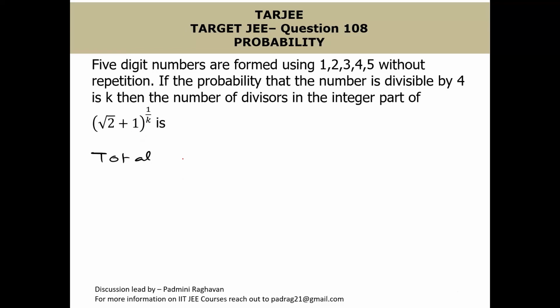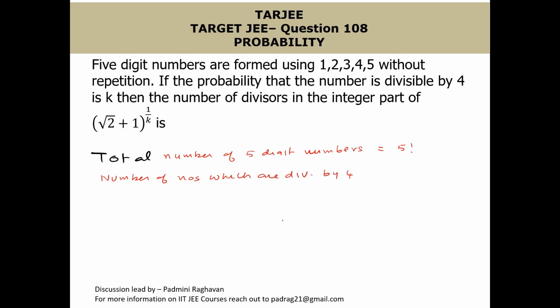First, let us find out the total number of 5-digit numbers. Total number of 5-digit numbers using 1, 2, 3, 4, 5 is equal to 5 factorial. Then let us find the numerator: the number of numbers which are divisible by 4.